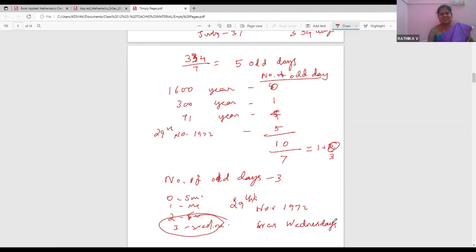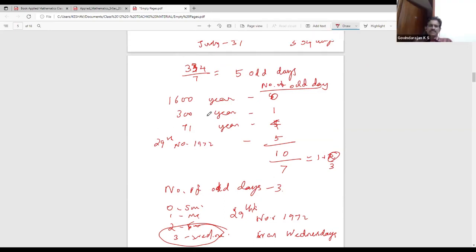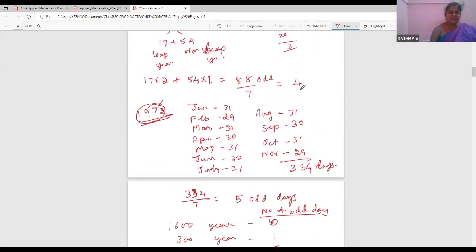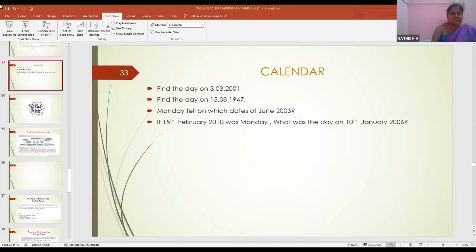Can you all understand? Can you get it? Yes. So we'll work one more question then. Shall we do one more question? You can calculate and tell me the answer. So I'll show the screen. There are different types of questions, but it is the same concept. Can you see the screen, please?